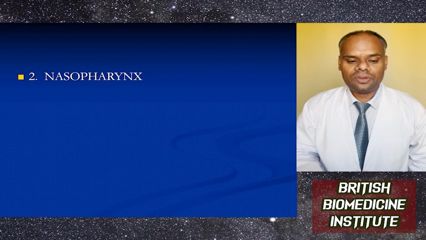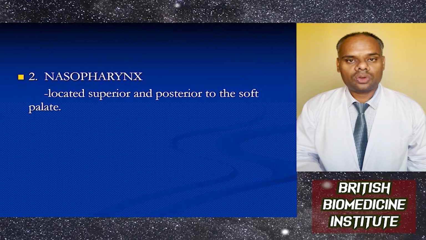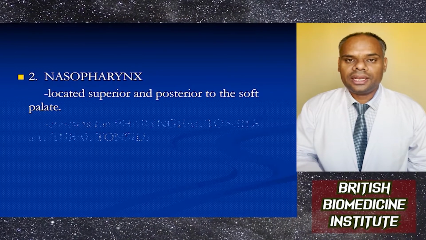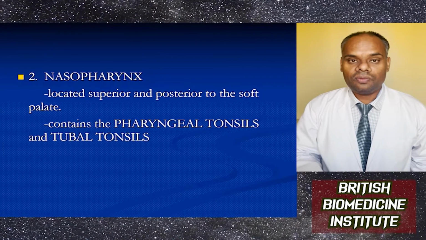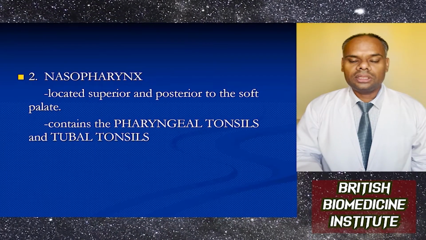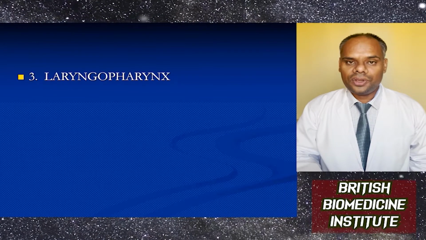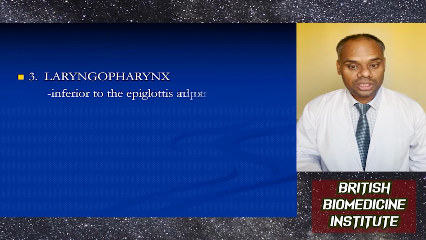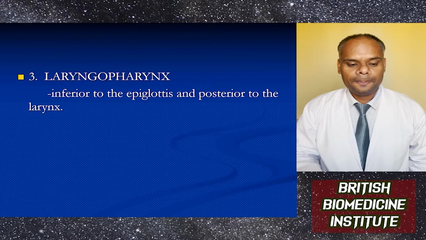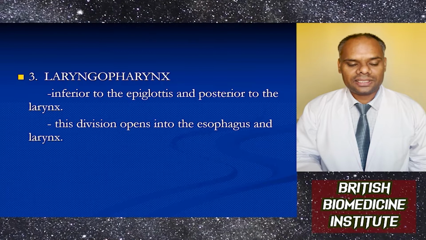The second one is your nasopharynx. It is located superior and posterior to the soft palate, and it contains the pharyngeal tonsils and tubal tonsils. The third one is your laryngopharynx. It is inferior to the epiglottis and posterior to the larynx. This division opens into the esophagus and larynx.